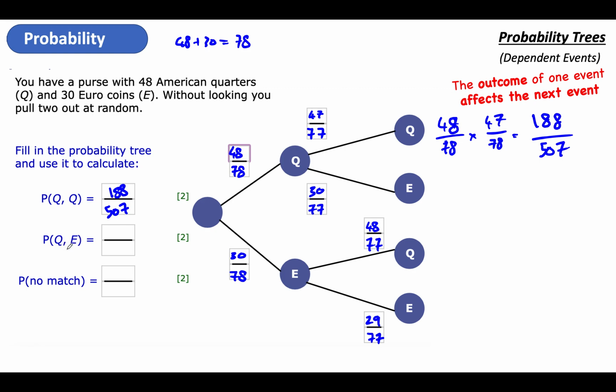Probability of Q and then E. Now this is not one of each. This is specifically Q and then E, which is this path in here. So that's 48 over 78 times by 30 over 77. And this one, 204 over 1001. Or equivalent.